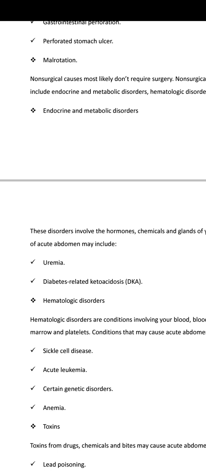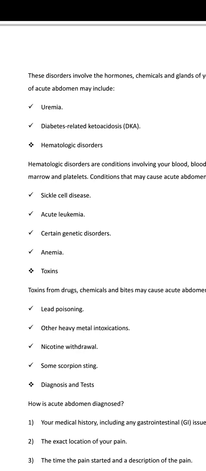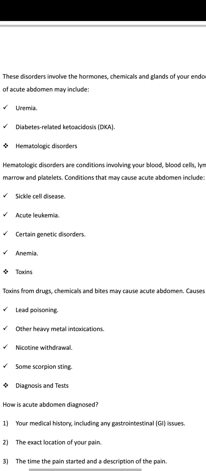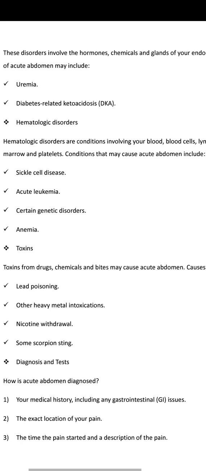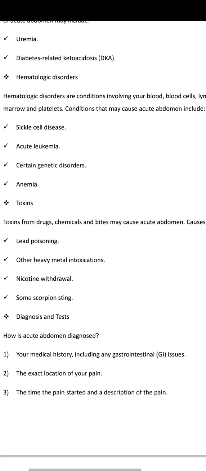So we have got also hematological disorders which can cause what? Acute abdomen, which includes sickle cell disease. So patients with sickle cell disease can present with the acute abdomen. Then again we have got acute leukemia, certain genetic disorders, anemia can also lead to what? Acute abdomen as a result of hematological disorders.